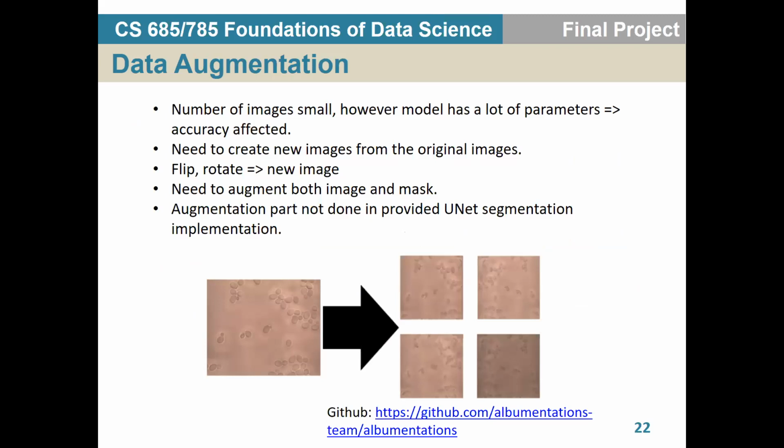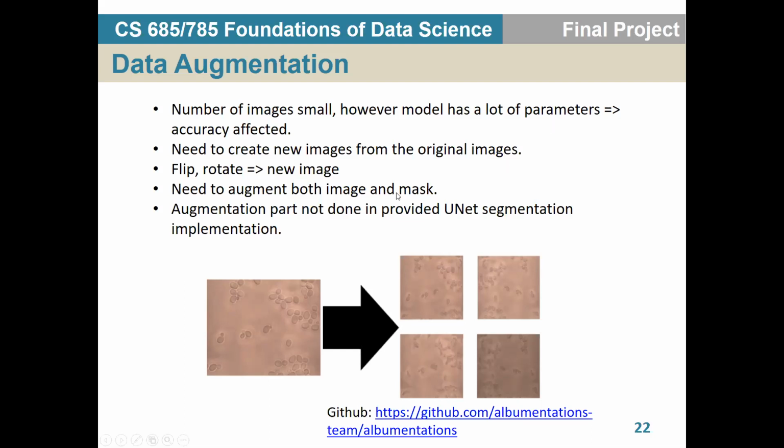You can flip and rotate the image to get a new image. It would be something like this. From one image, you may get 4 images. It's up to you to explore. And remember, as you are doing the operation on the image, we have to do the same operation for the mask. When you transform the image, the location of the colony would change.